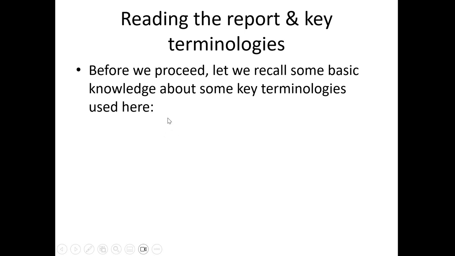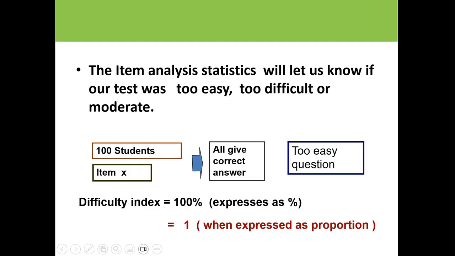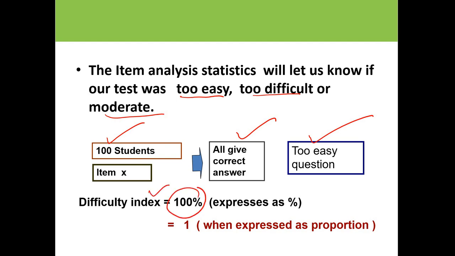We will discuss that later on, but reading the report first, we need to clear certain terminologies, and that terminology we talked about is the difficulty. So whether the question is easy, difficult or moderate. Remember, if you have 100 students and all give the correct answer, it means the question is too easy. It means the difficulty index is 100%. Or if you are going to express it as a factor, this will be 1 as a complete unity.